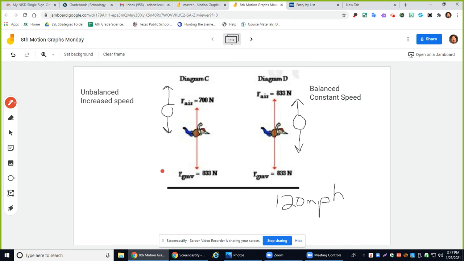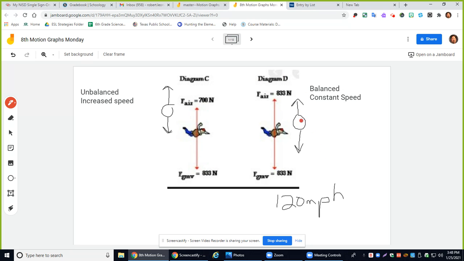So for the bell ringer, what we talked about was diagram C. Diagram C is when he first jumps out of the airplane. The force of air friction is less than the force of gravity, so it is an unbalanced force. And what is happening is his speed is increasing. Why? Because the net force looks like 133 newtons going down. The definition of unbalanced force is a change in motion, so he is going to get faster going downwards.